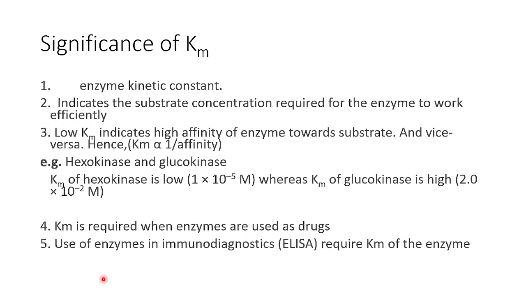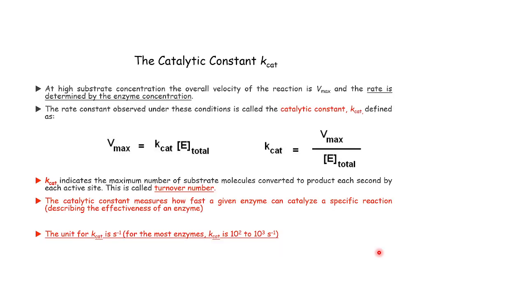Now the Km value also gives us an indication about whether that particular enzyme can be used as a drug or not. If it has very high binding affinity with your body, then that can act as a toxin. However, very low binding might not be good enough for it to act as a medicine. So depending on the value of that Km, you can get an approximate idea whether you can use this enzyme as a drug or not. And these enzymes are used in immunodiagnostics, like we have heard about ELISA, so that requires the Km value of an enzyme. So these are a few significances or different ideas that you can get from the value of the Km.